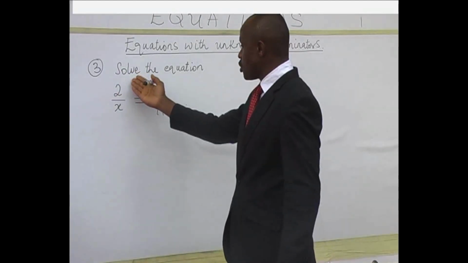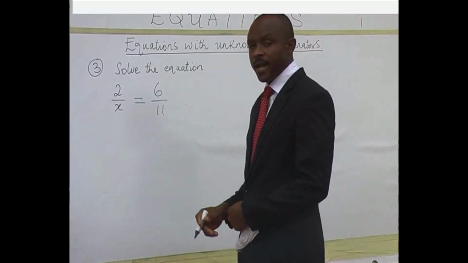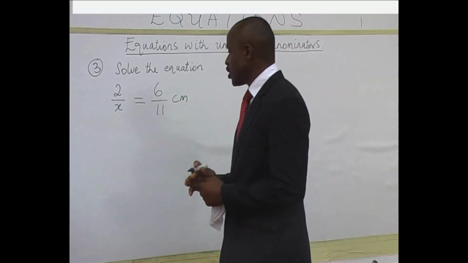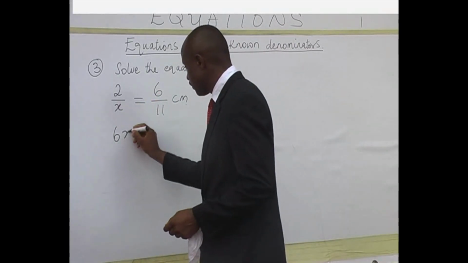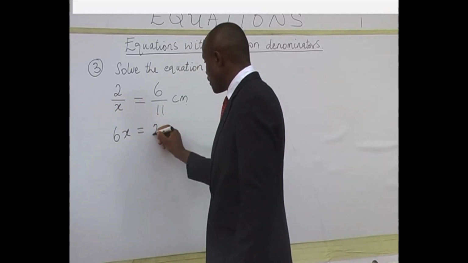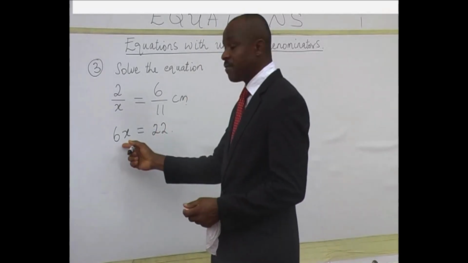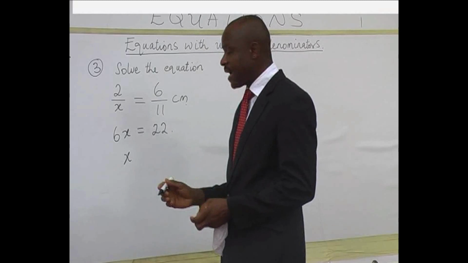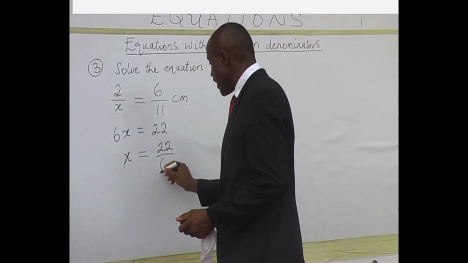Question number 3 says we should solve the equation 2 all over x is equal to 6 all over 11. Just cross multiply. There is not much to do. x times 6 will give you 6x, to now be equal to 2 times 11, which will give you 22. Divide both sides by 6 to eliminate the coefficient of x in the left hand side. If you do that, you'll be left with only x in the left hand side, and it's going to be equal to 22 divided by 6.